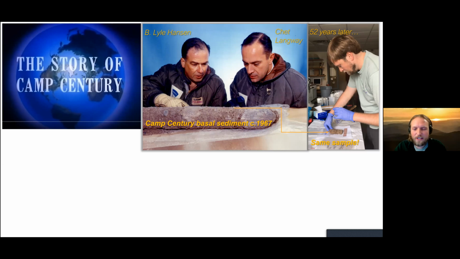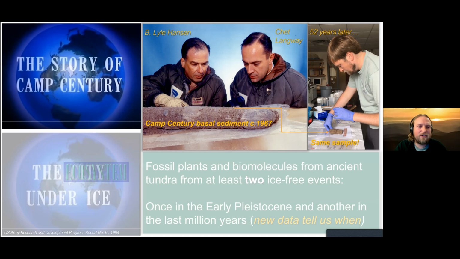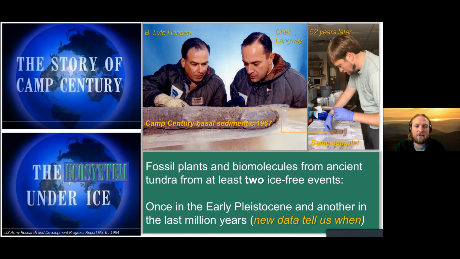And so this story of Camp Century is not just a city under the ice. We have learned that it is really a story of the ecosystem, or fossil ecosystem, under the ice, because we found in the sediment fossil plants and biomarkers from ancient tundra from at least 2 ice-free events, once in the early Pleistocene and another in the last 1,000,000 years. And we have some new data that may tell us when that was.